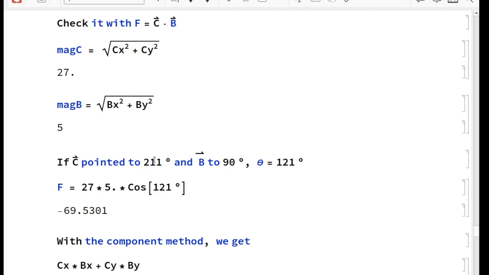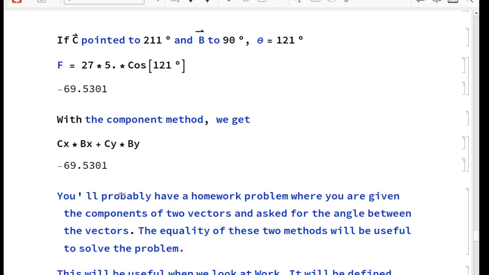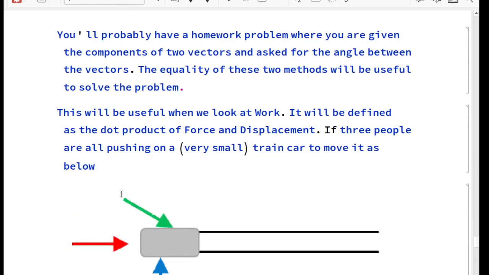If C is pointing to 211 degrees and B is pointing to 90 degrees, then theta is 121 degrees. So you have 27 times 5 times the cosine of 121, we get negative 69.53. If we do the component method, we get negative 69.53. They have to equal. You'll probably have a homework problem where you get components of 2 vectors and you're asked for the angle between them using this method where you have 2 different ways to do it and you can set those 2 ways equal. That's a good way to solve that problem.